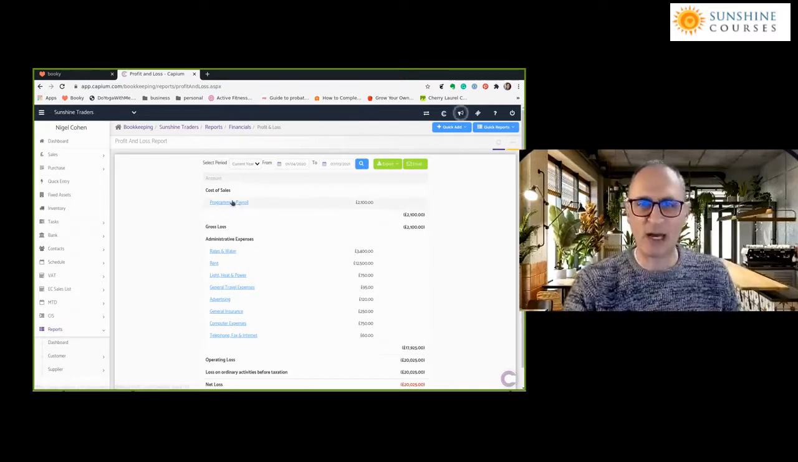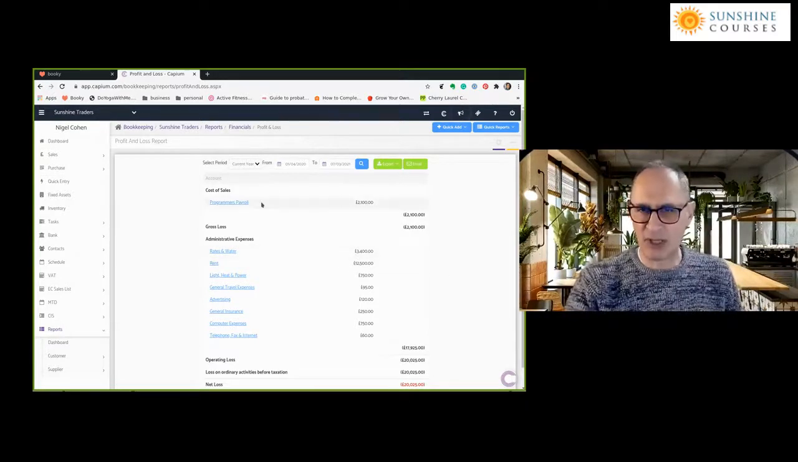And if you click on any of these account categories, rent, rates and mortar, £3,400, rent, £12,500, if you click on the category, it'll take you back to where that original transaction came from. And hopefully that'll take you back to an audit trail so you can go back to the original invoice or the original charge so you can confirm that the costs are correct if you need to validate it.